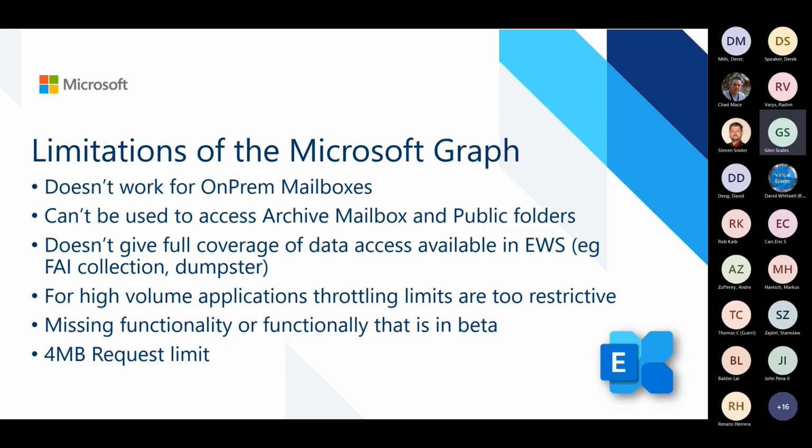So limitations of the Microsoft Graph, there's a few of these as well. It doesn't work on prem mailboxes, so you can't build an application that's going to work in hybrid or classic Exchange environments. You can't use it to access archive mailboxes and public folders. Hopefully at this stage, you're not building any public folder applications. But for a lot of customers, archive mailboxes are definitely in scope. It doesn't give you full coverage of data access that's available in AWS.